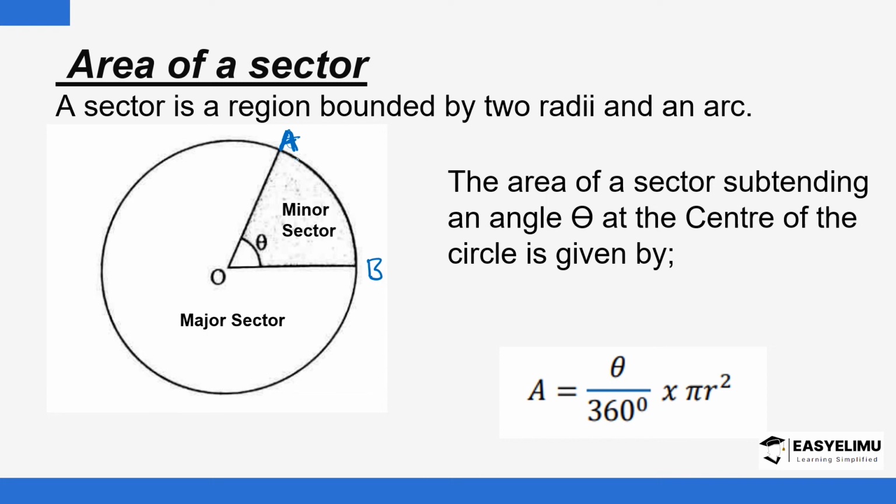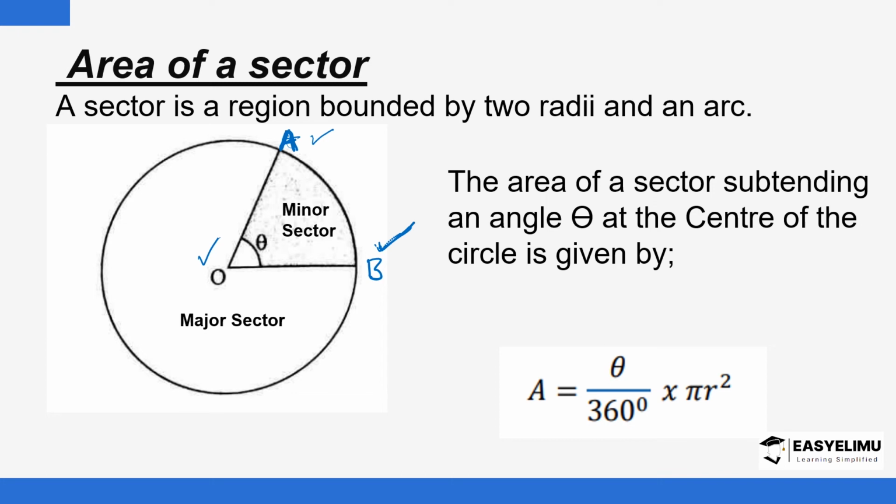So you see we have the arc AB, and we have the radii here, bounded by the radii and the arc. So there are two sectors here. We have the sector OAB. That is smaller, less than half of the entire circle.